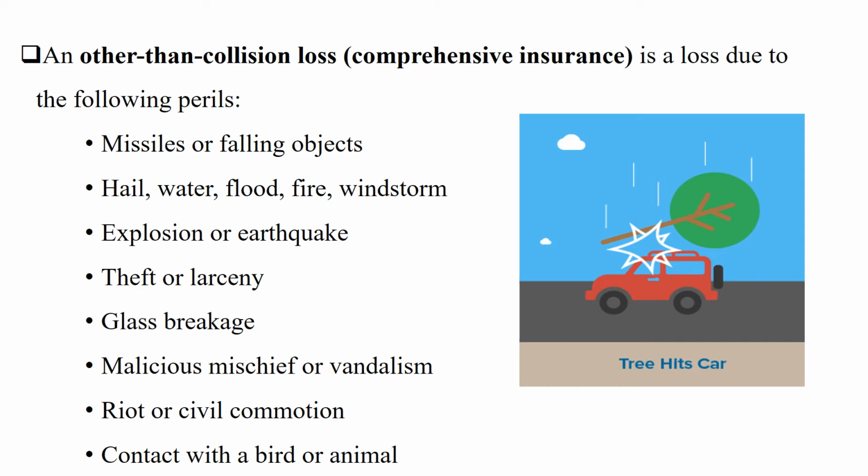If this accident is related to an animal, it's a non-collision, other than collision loss. It doesn't matter if you hit this animal or this animal hits you. Why? Because animals cannot speak human language. So in reality, we don't know what really happens. So once this accident is related to an animal, this is a non-collision.